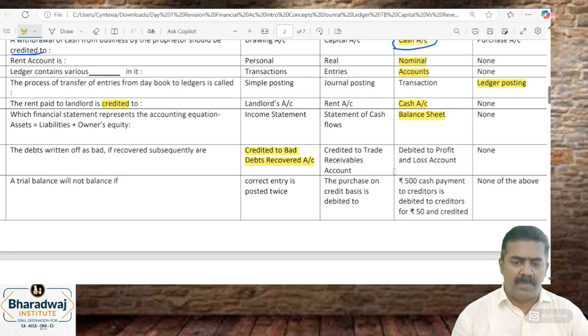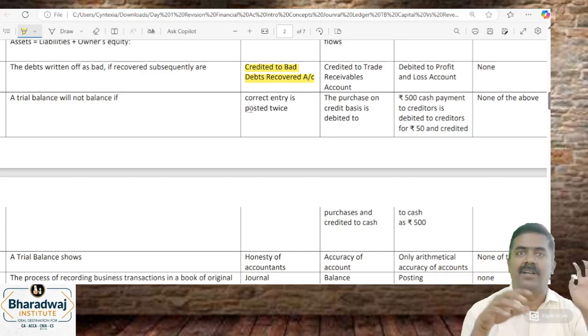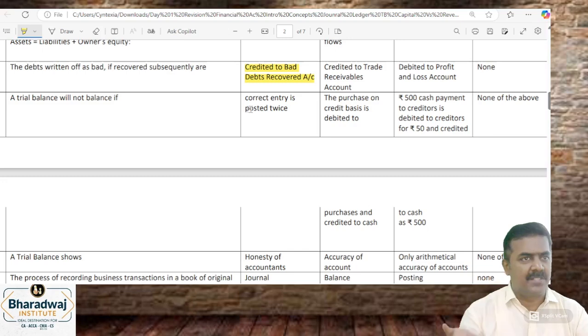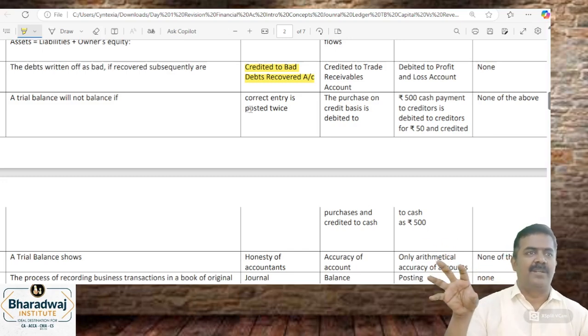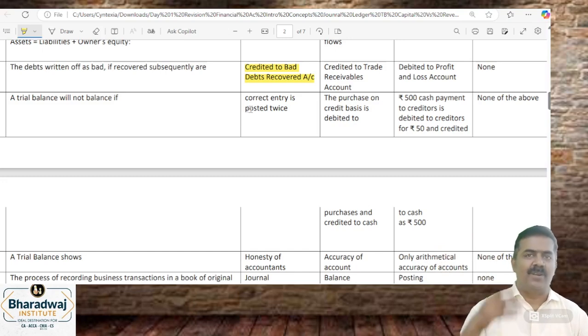Trial balance will not balance if... If you pass the entry twice, debit and credit will come twice. Trial balance checks only debit and which one? Credit. If you omit also trial balance will tally. If you post twice also trial balance will tally. If you post twice in debit and credit, debit increases and credit increases. Even if you omit, debit decreases and credit reduces.